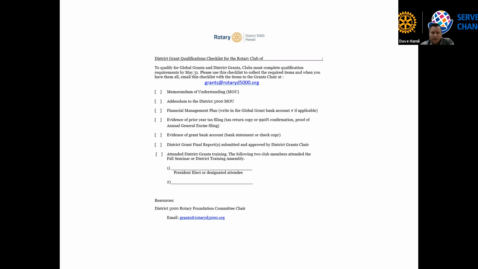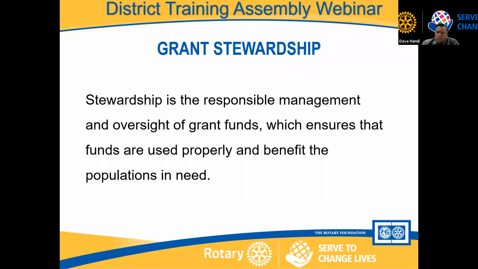And this is the qualification process. So going through these forms, filling them out, and submitting qualifies you to receive funds next year. And of course, attending this training. Stewardship, I pulled some slides from past District Governor Phil Sammer.